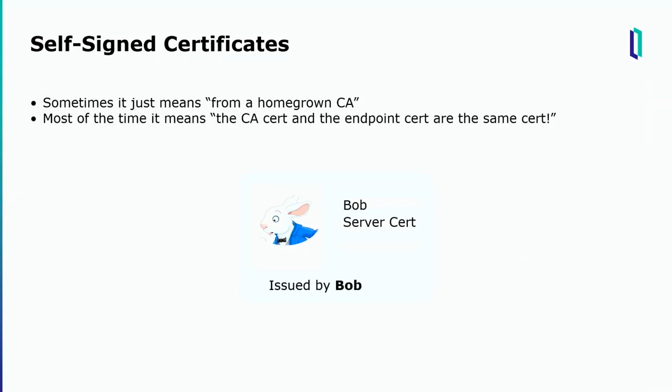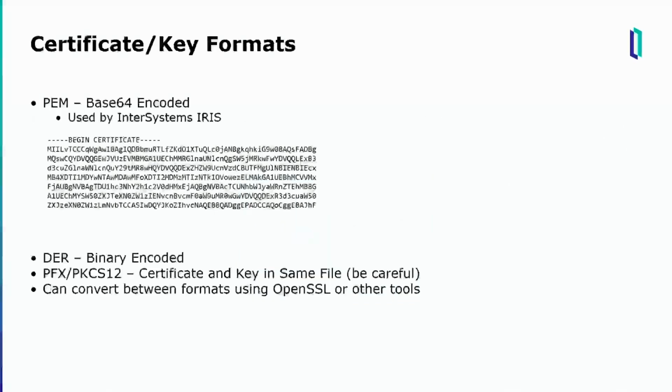Some miscellany. There's a super duper subset of homegrown CAs called self-signed certificates. Sometimes people use self-signed certificate to mean, well, okay, this came from a homegrown CA. That's a valid usage, but there's a more specific one. To be pedantic, there are some homegrown certificates where the CA cert and the endpoint cert are the same cert. It's like a Franken-cert. It's like the passport and the passport scanner are welded together. This is definitely not something trustworthy for the public internet, but it's something you should know about.